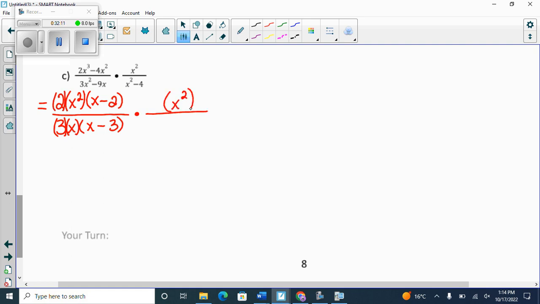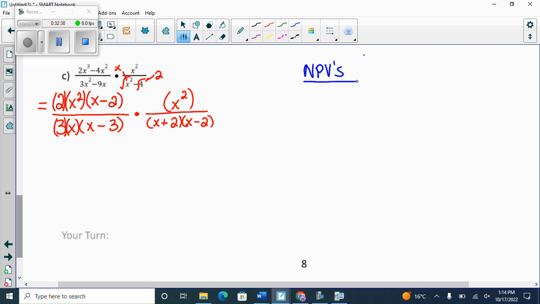The bottom is the difference of squares. The square root of x squared is x. The square root of 4 is 2. So I get x plus 2, x minus 2. Before I go to cancel it off, or before I go to make a line through it, I do GCF and difference of squares to the numerators and denominators, step 1. Step 2, non-permissible values.